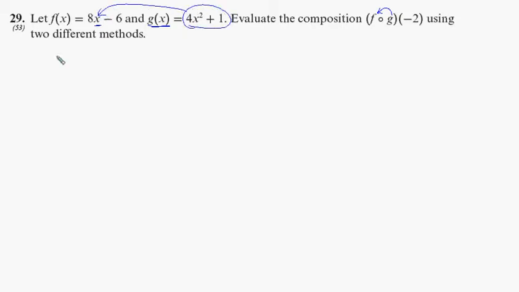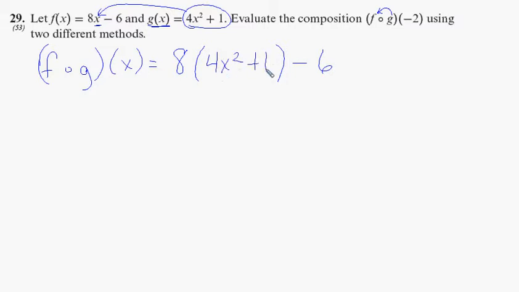So if we have f of g of x, that is equal to 8, empty set of parentheses because I'm going to plug that stuff in, minus 6. Now I'm ready to plug the g function into the f function, which gives me 4x squared plus 1. When I simplify all of this, I get 32x squared plus 8 minus 6, which is minus 2. Okay? 32x squared plus 2, okay? Now, that's the first method.